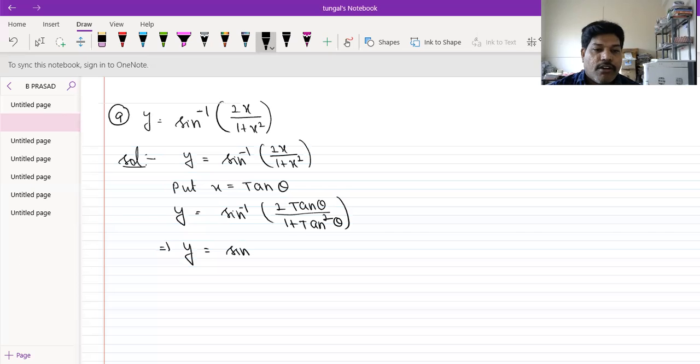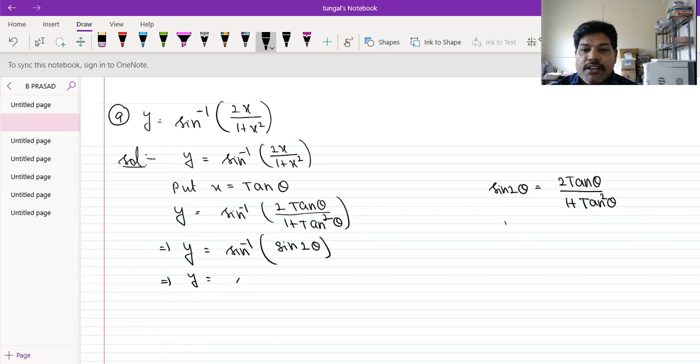So what is the formula here? Sine 2 theta. What is the sine 2 theta formula? You have a number of formulas. In terms of tan, the sine 2 theta formula is 2 tan theta by 1 plus tan square theta. So this value is nothing but sine 2 theta. So y is equal to sine inverse of sine 2 theta.